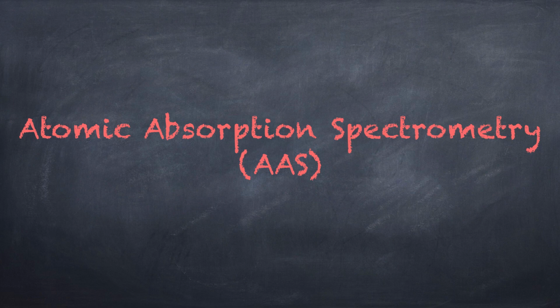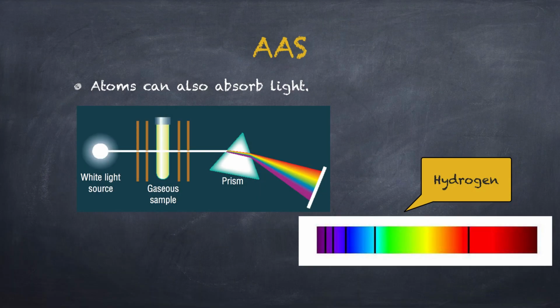Atomic absorption spectrometry. Scientists began to study spectra in more detail. They replicated Bohr's experiment, but changed one important factor. Instead of hydrogen emitting its own light, they shone white light through a sample of hydrogen gas into a prism. Note, it is important to state that the sample being used is in a gaseous state.